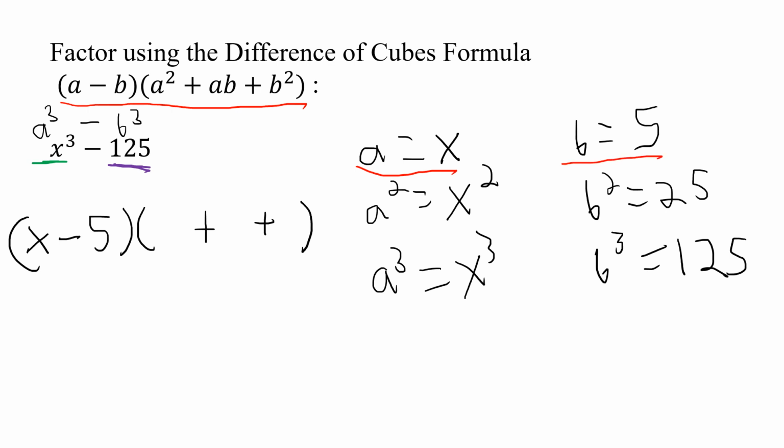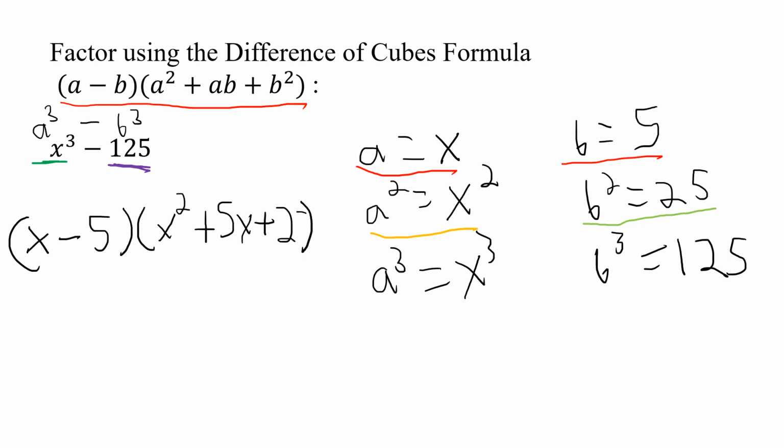Next, I need to replace a squared with what a squared is. We said that a squared was x squared, so I'm going to replace that with what it is. Then a times b is going to be x times 5, which is just 5x. And then finally, b squared we said was 25. I'm getting that from right over here. B squared is 25.